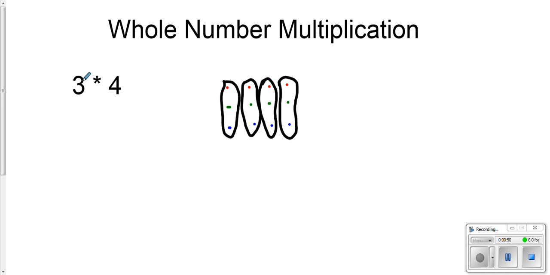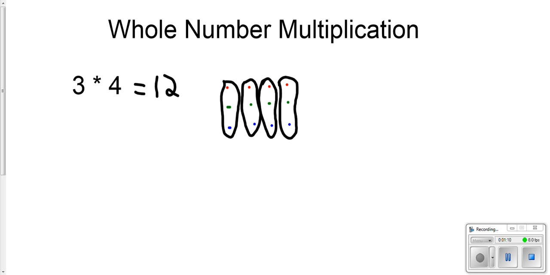You're adding 3 together 4 times: 3, 3, 3, 3. Or you're adding 4 together 3 times: 4, 4, and 4. When we add these up, just count them all together, you're getting 12. So this is just your most basic multiplication problem.